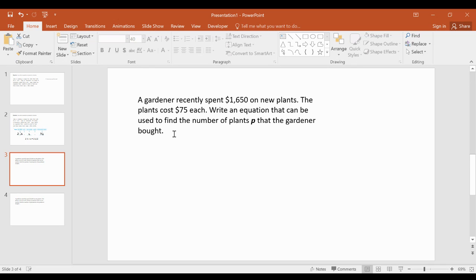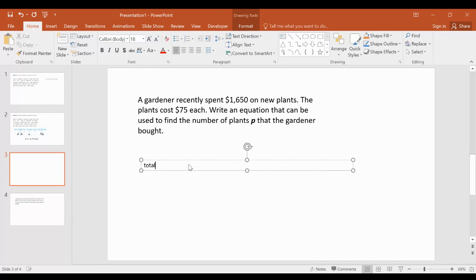So if I want to take a step back and analyze this problem, I'm thinking, well, he spent a certain amount of money on plants, so a total amount of money on new plants. And if I take that total amount of money and divide it by the cost of each plant, that should tell me the number of plants that the gardener bought.